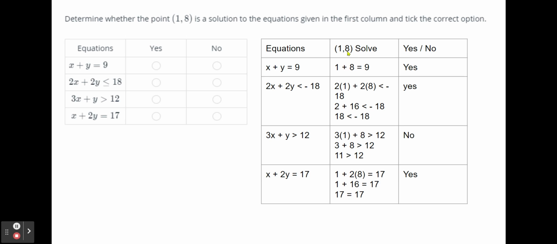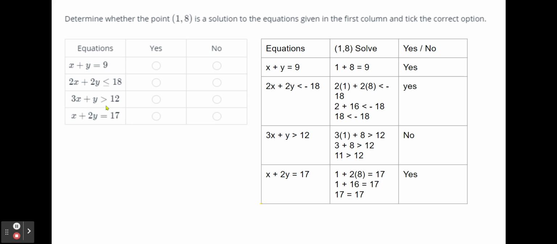1 is our x value, 8 is the y value. You just pop those in and then solve. X plus y equals 9. If x is 1 and y is 8, does that make this equation true? Yes, it does. If our equation is 2x plus 2y is less than or equal to 18, if x is 1 and y is 8, does that make this equation true? Yes, it does.